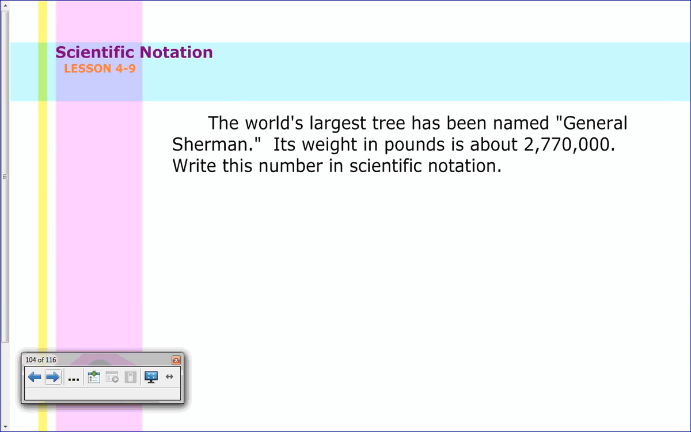Here we have this one. The world's largest tree has been named General Sherman. Its weight in pounds is about 2,770,000.